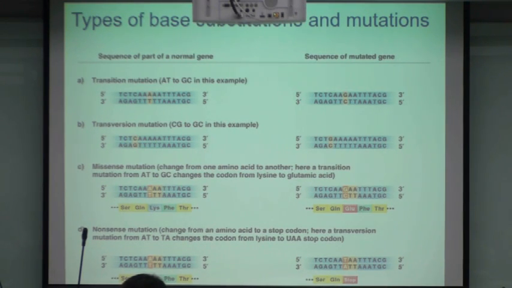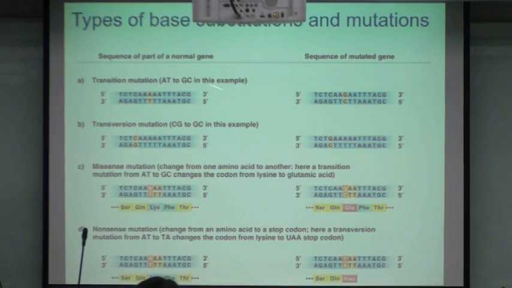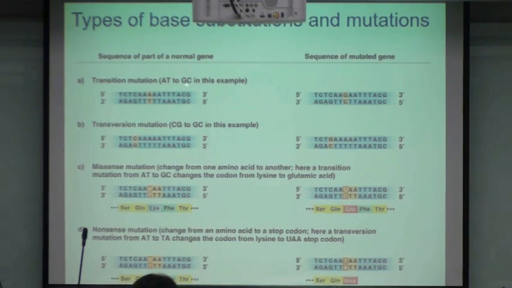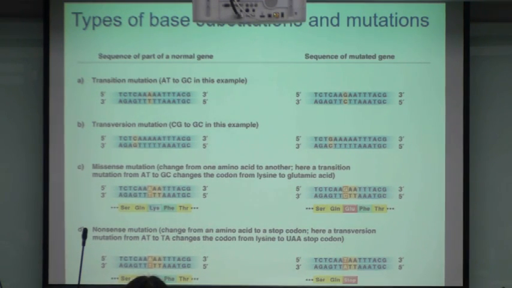Types of base change and mutation. It could be just a base change from one base to another, from AT to GC, or it could be CG to GC. They are called by different names, transition or transversion, depending on whether it is going from one type of base to the other.